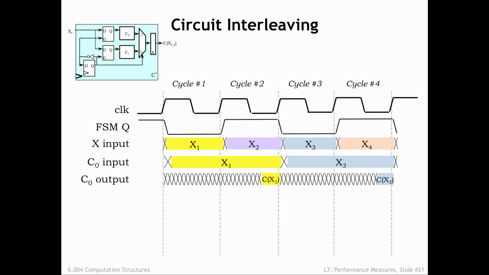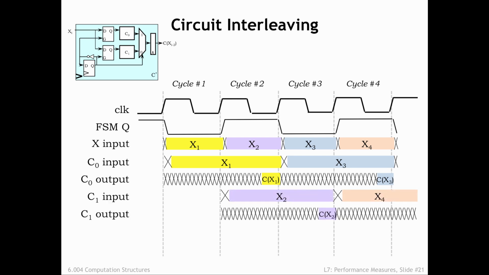The effect is that C0 has a valid and stable input for the better part of 2 clock cycles, giving it enough time to compute its result. The C1 waveforms are similar, just shifted by 1 clock cycle. C1's input latch is open when FSMQ is high, so the newly arriving X2 input passes through the latch, and C1 can begin its computation, producing its result at the end of clock cycle number 3.